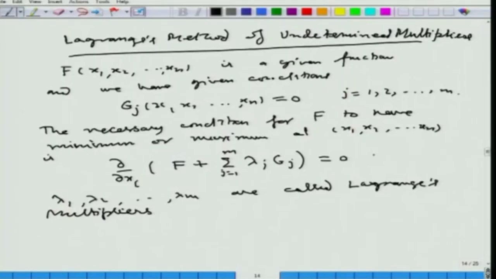Then the necessary condition is that we should have these conditions for i equal to 1, 2, ..., n. These n conditions are to be satisfied at the point x_1, x_2, ..., x_n where f attains minimum or maximum. Here the points x_1, x_2, ..., x_n are to be found, and also these lambda_1, lambda_2, ..., lambda_m are to be found in this process.